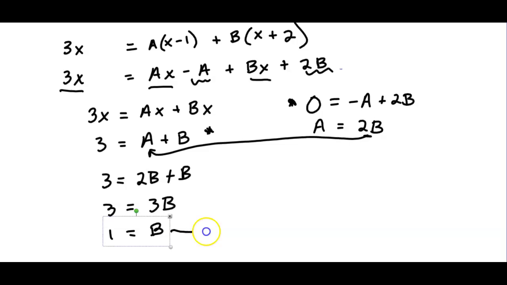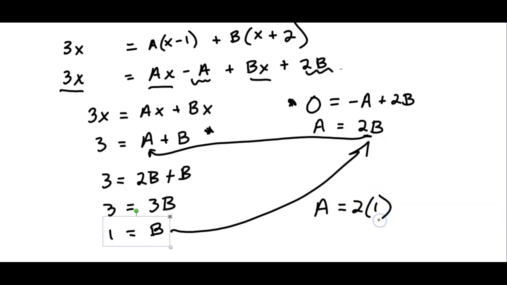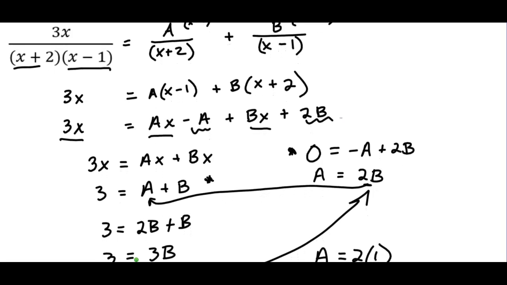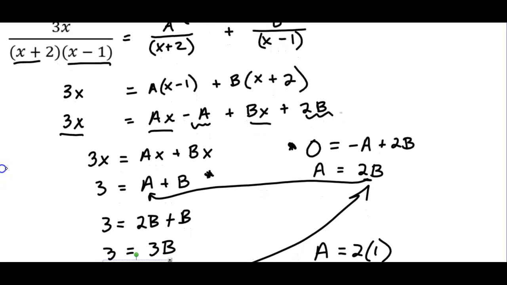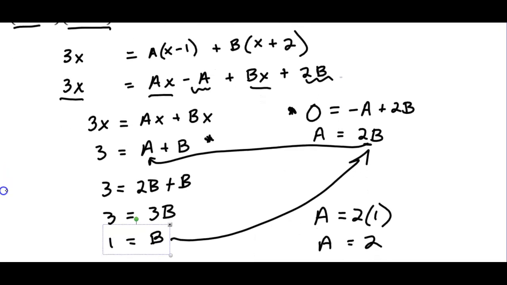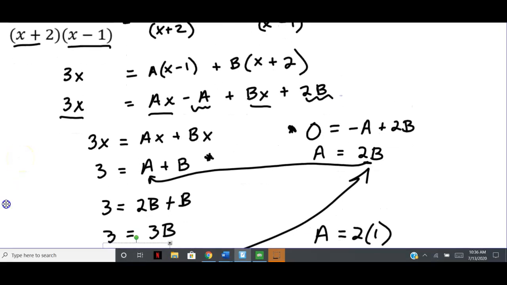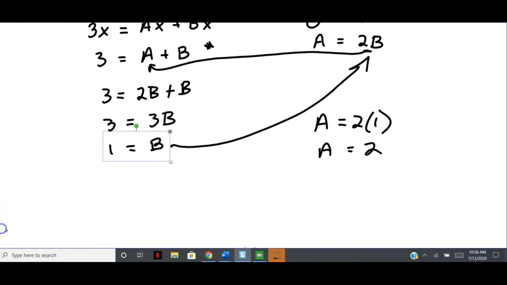Now I'm going to take my value for B, and I'm going to go back and plug it in here. So I'll have A equals 2 times 1, because B is 1, so A equals 2. Okay, now I have to write the decomposition. So I have to remember which one's which. A is 2, and that's over the x plus 2. And then I have to remember my denominators here.